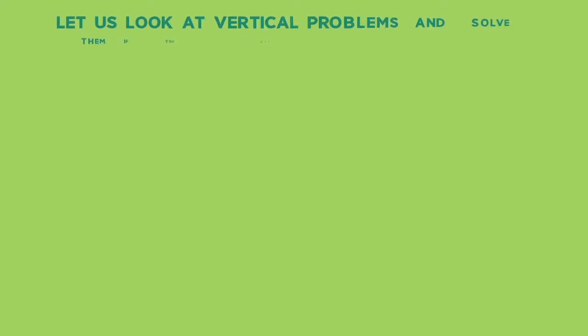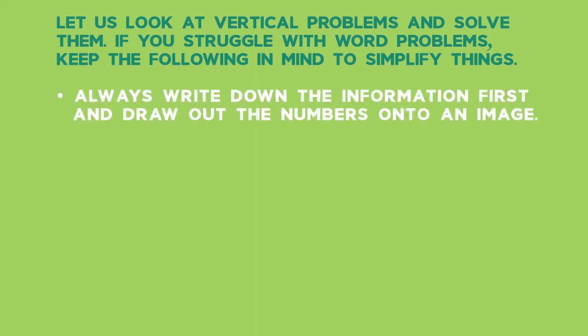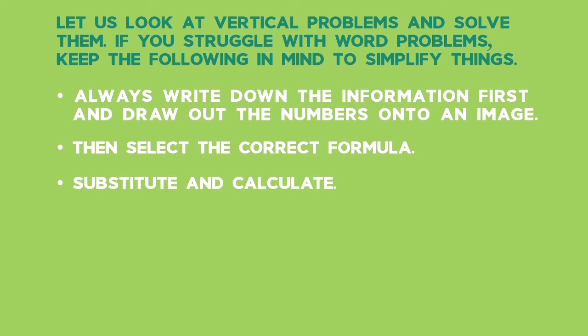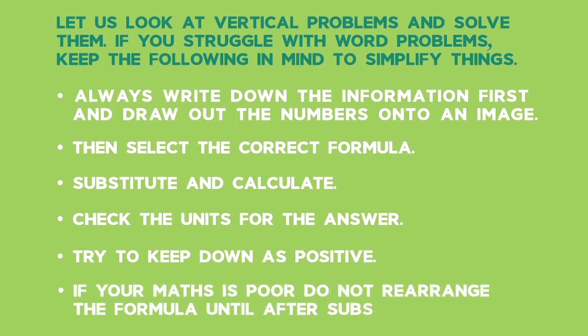Let us look at vertical problems and solve them. If you struggle with word problems, keep the following in mind to simplify things. Always write down the information first. Then select the correct formula. Substitute and calculate. Check the units for the answer. State that down is positive. If your maths is poor, do not rearrange the formula until after the substitution.